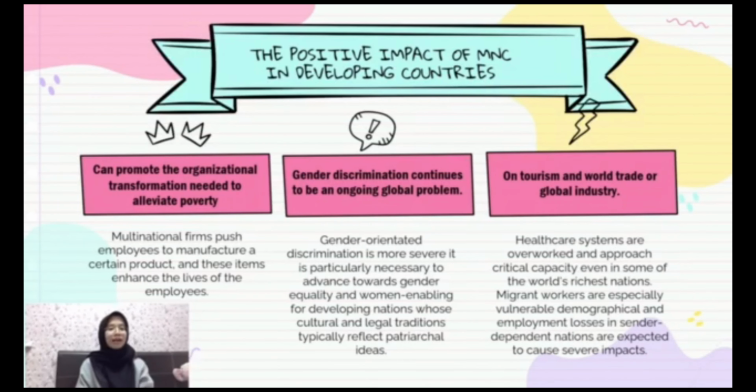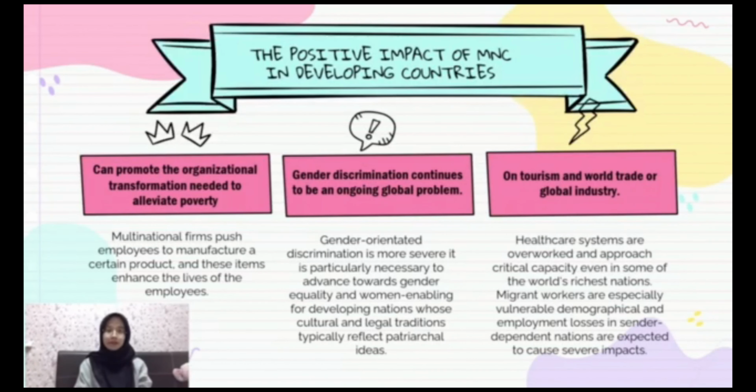Okay, although locally and globally employing hundreds of thousands of people in underdeveloped countries is a significant source, the influence extends beyond that. Due to the financial capacities and management skills to execute the development initiatives that they possess, sustainable development by MNCs could be a cause of good change, including poverty reduction. Okay, next impact is that gender discrimination continues to be an ongoing global problem.